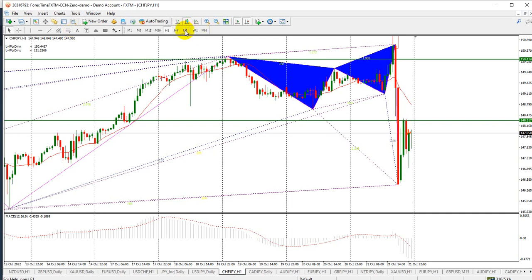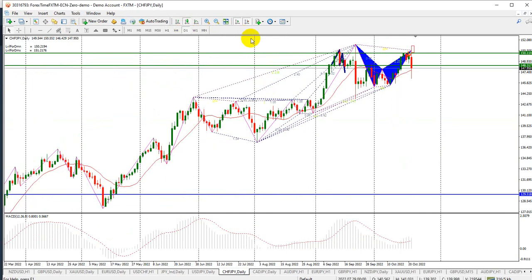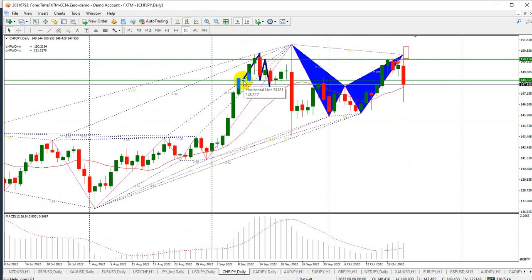So let's continue with CHF JPY. Let's go to a higher time frame. On the daily, you will see that there is a pattern for CHF JPY. All right, okay, I think I see what I drew before. This is my previous analysis for daily X, A, B, C. These are previous analyses. So on the daily, you can see these harmonic patterns. You see that it has actually worked out very well.